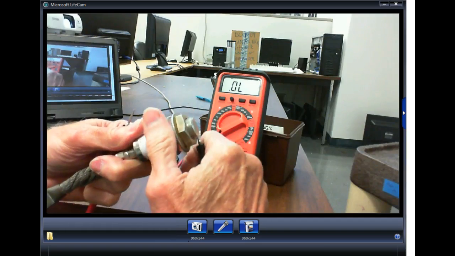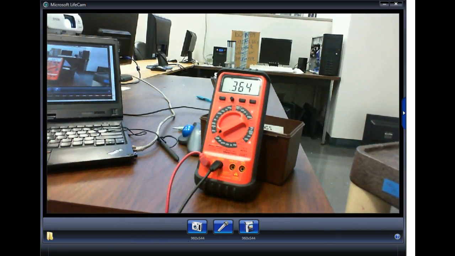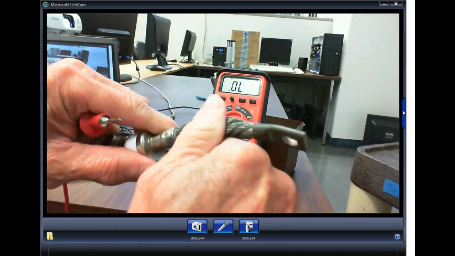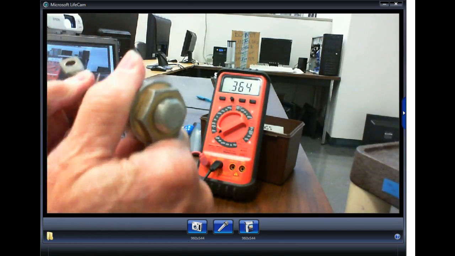But here's the cathode. I'm going to put my black lead out here. I'm going to put my red lead right there. And there's the forward voltage drop right there. I come over here and reverse that. My meter shows overload. I come over here and put forward bias. My meter shows the junction.